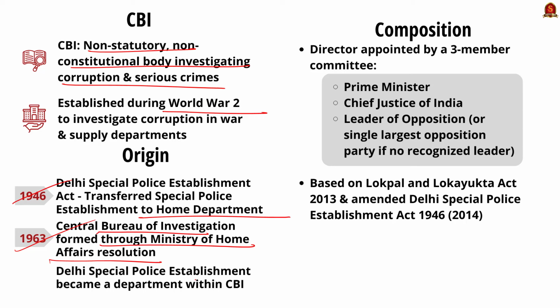Now, we shall see about the composition of CBI in brief. The director is appointed by a 3-member committee consisting of the Prime Minister, the Opposition Leader and the Chief Justice of India, and the appointment is based on the Lokpal and Lokayuktas Act of 2013, which actually amended the Delhi Special Police Establishment Act of 1946. In 2014, followed by the amendment to the Delhi Special Police Establishment Act, it has been recognized that if there is no opposition leader, then the leader of the single largest party will be in the committee instead of the opposition leader. Moving forward, let us see about the jurisdictions of CBI.